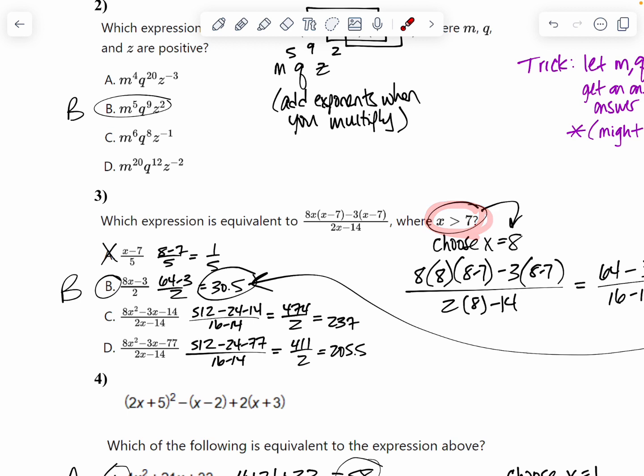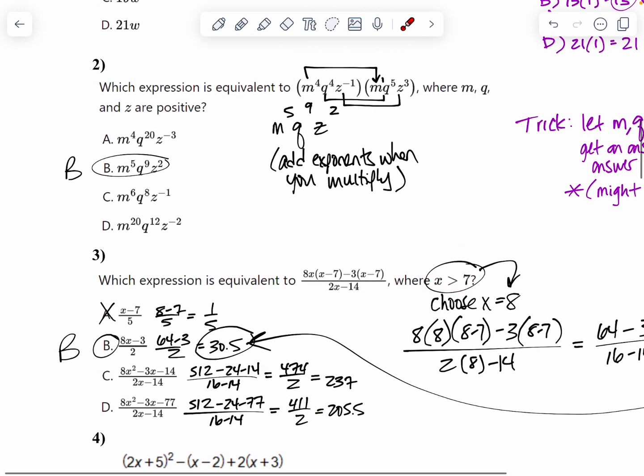It says x has to be bigger than 7. Okay, great. I'm going to choose 8. You have to follow any directions that they give you. Up here, it told me that all the variables had to be positive, so I'd pick positive numbers. Here it says it has to be bigger than 7, so I'm picking 8. And then I'm going to plug in 8 everywhere I see an x.